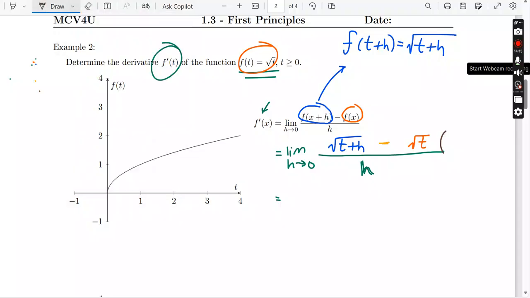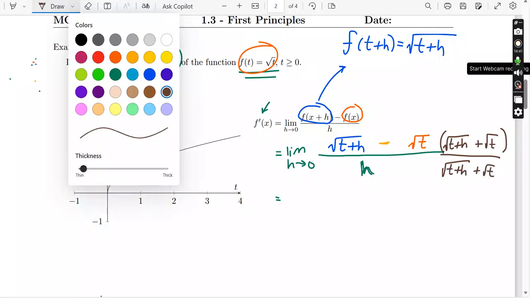Okay, so the top, t plus h plus root t. By the same thing, just switch the sign. Okay, so this is called the conjugate method. And the point of doing that is to get rid of the radicals. I'm going to do the same thing underneath. t plus h plus root t.